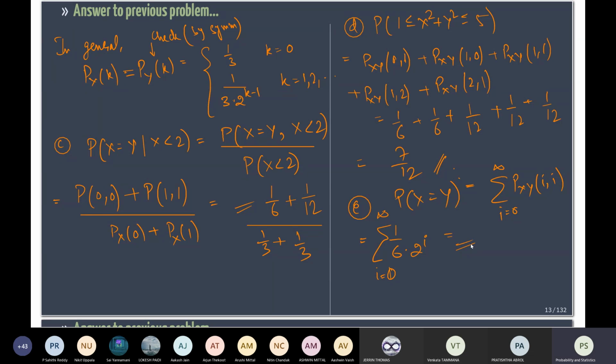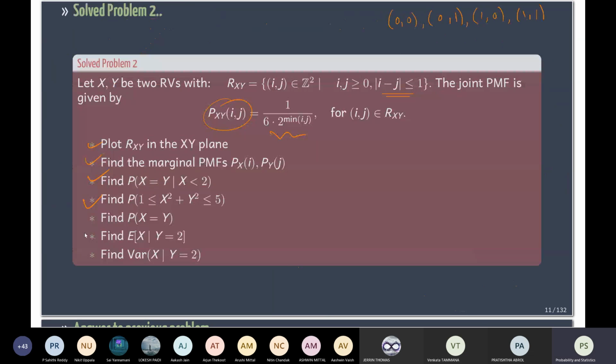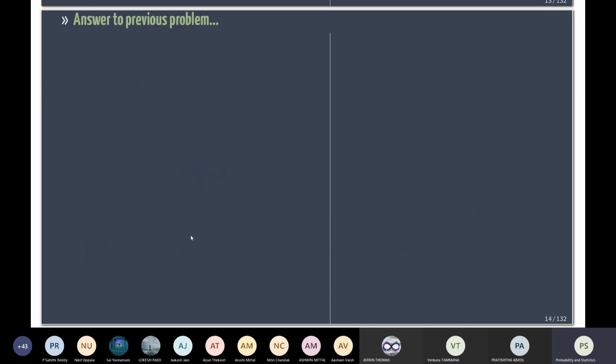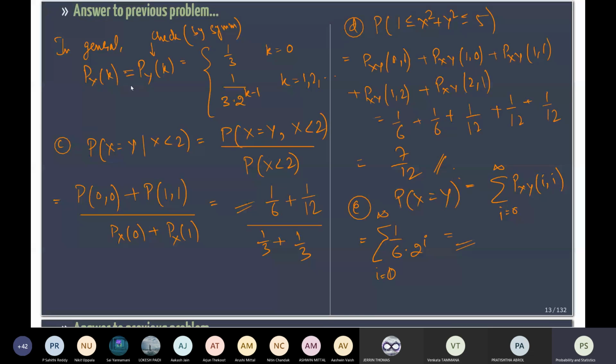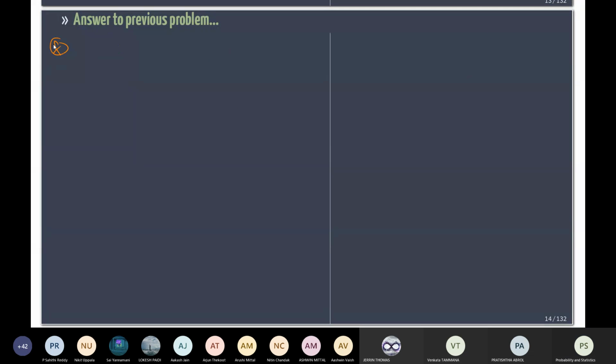Is it worth doing? Seems to be okay, right? Next, the expectation of x given y is equal to 2. Let us do this. That was part E and F, right? So the expectation of x given y is equal to 2.